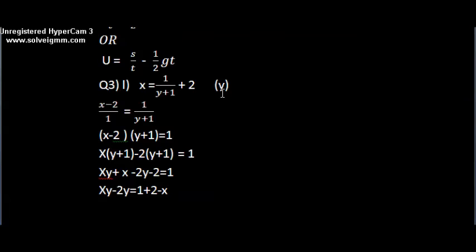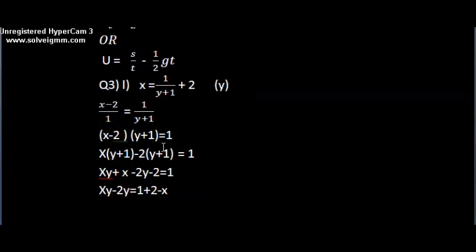Here you have to make y the subject of the given formula, meaning you have to find the value of y. Now again you can see we have double denominators. In the second way you can solve this question by taking 2 to the other side. For example, here you can write x minus 2 equals 1 over y plus 1. Now on both sides you can see we have a single denominator.